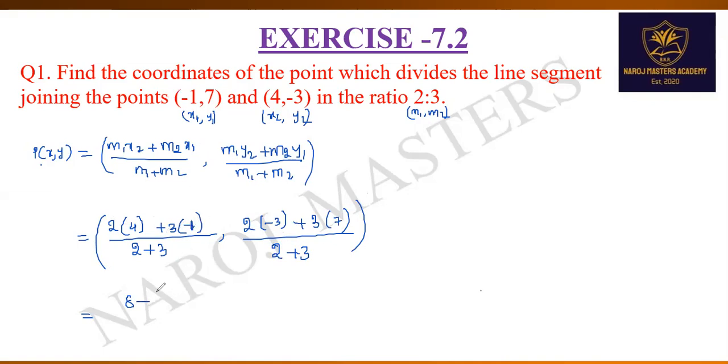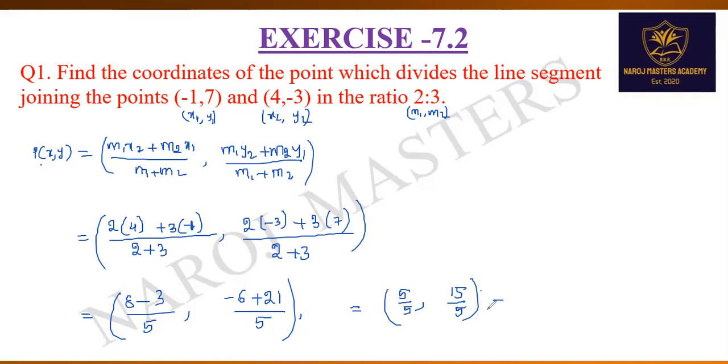So this is -3 by 5, comma 2 into -3 is -6 plus 3 times 7 is 21 by 5. So that is equal to 8 minus 3, that is 5 by 5, comma, this is 15 by 5, that is equal to 1, comma 3. These are the coordinate points which divide the line segment joining these two points. Now look at the next question.